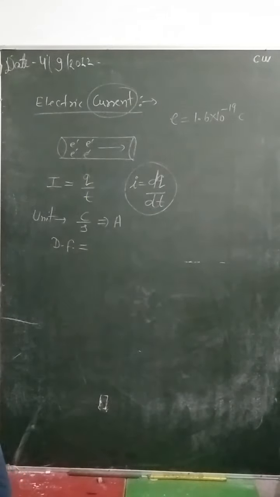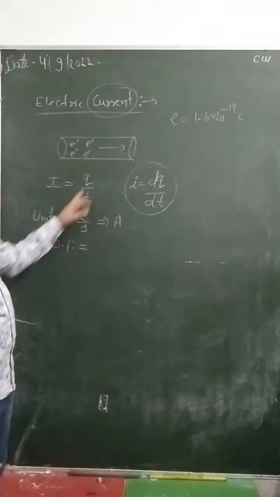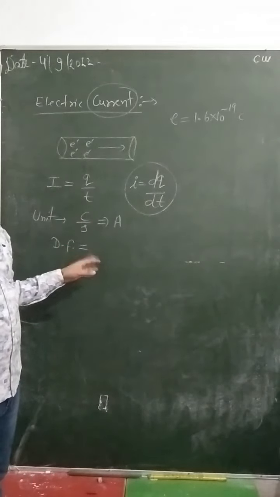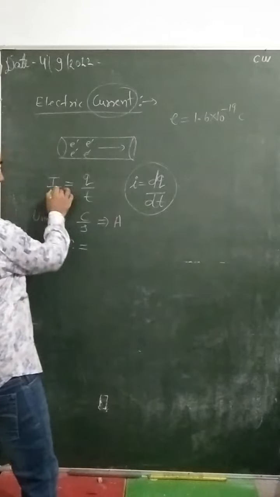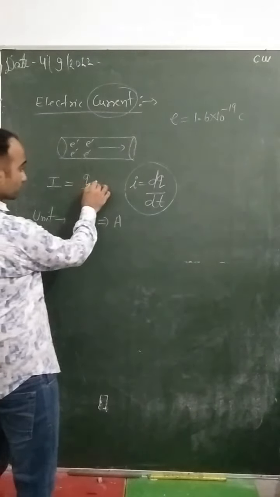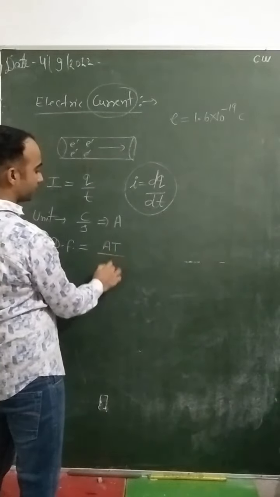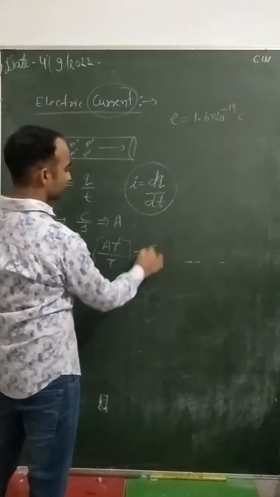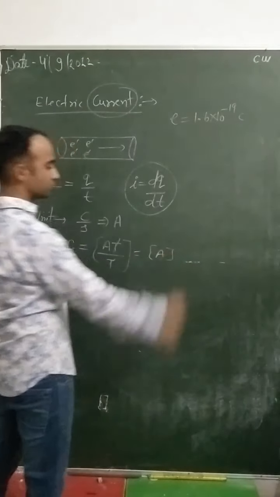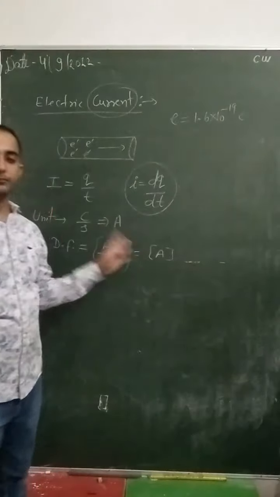What is the unit of current? Define the unit of current or its dimension formula. The dimension formula is written from the formula of that quantity. We have to write the dimension formula of current. So what is the dimension formula of charge? AT. Divided by time, which has dimension formula T. So its dimension formula will be A. The dimension formula is A for electric current.